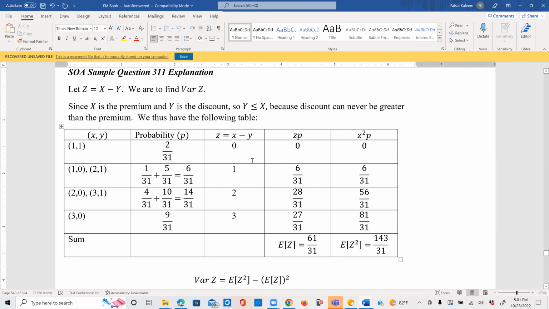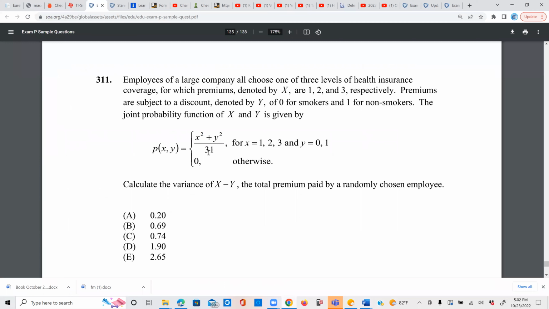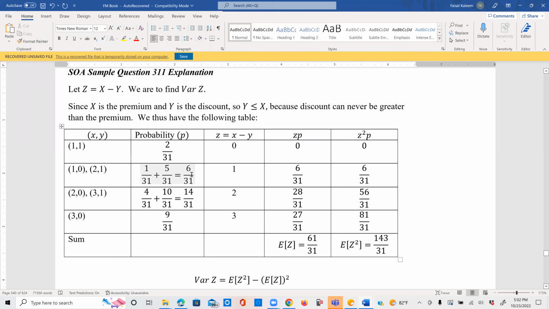Similarly, the next value of Z would be 1, and that can only happen when X is 1 and Y is 0, or when X is 2 and Y is 1. Since Y is limited to 0 and 1, when Y is 0, X has to be 1, and when Y is 1, X has to be 2. Then we calculate the probability function at (1, 0), which is 1 over 31, and at (2, 1), which is 5 over 31. Again, the probability function is X squared plus Y squared over 31. So when X is 2 and Y is 1, that's 2 squared plus 1 squared, which is 5 over 31. When you add the two, you get 6 over 31.